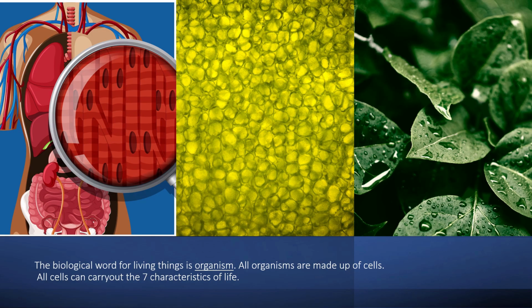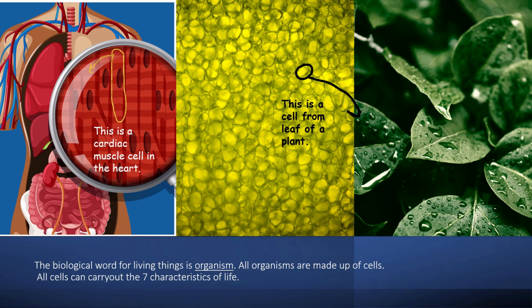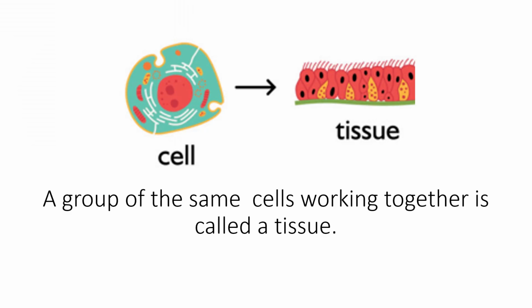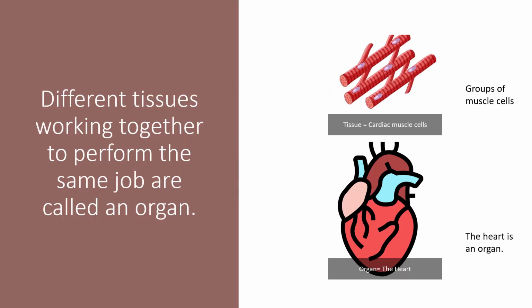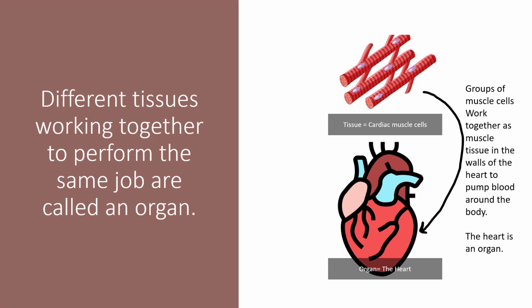The biological word for living things is organism. All organisms are made up of cells. All cells can carry out the 7 characteristics of life. Here we have a cardiac cell in the heart of a person. And here we have a cell, a plant cell, in a leaf. A group of the same cells is called a tissue. And different tissues come together to do the same job in an organ. Muscle cells in the heart work together to pump blood.